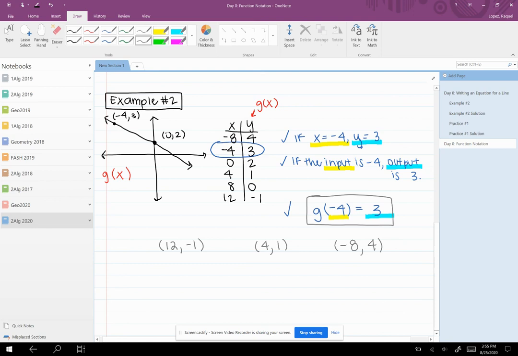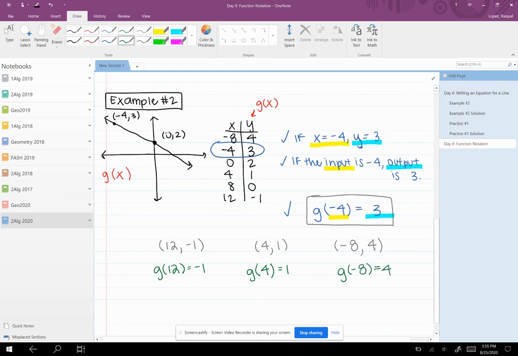All right, guys, welcome back. So here are the solutions to those answers. You should have written G of 12 equals -1. You should have written G of 4 equals 1. And you should have written G of -8 equals 4.